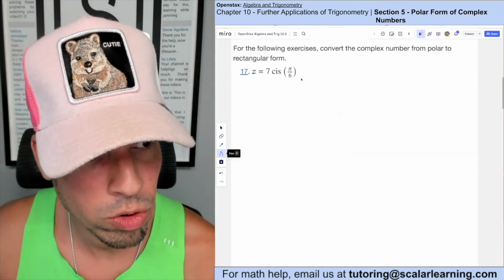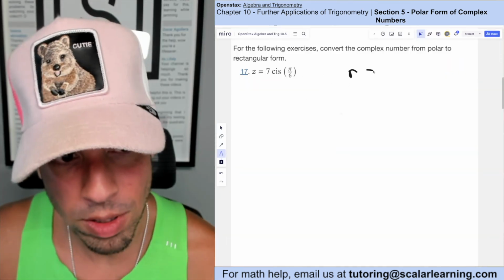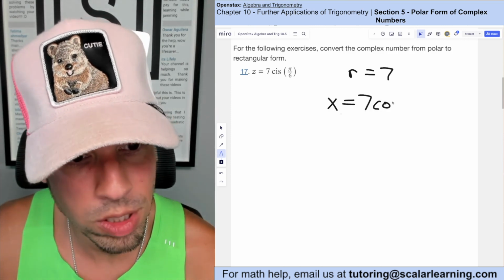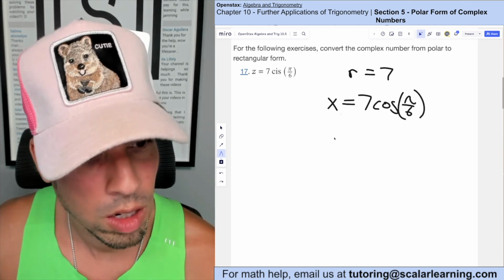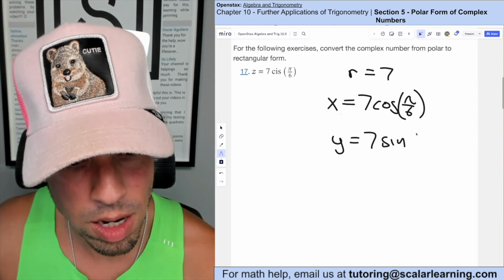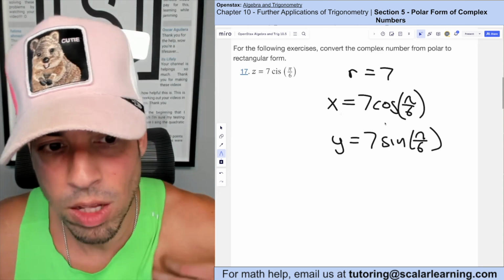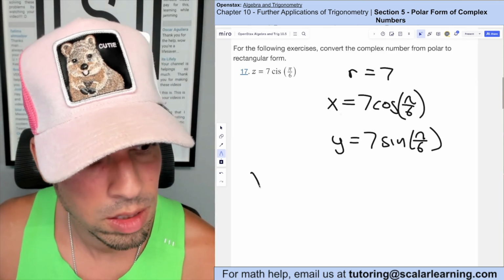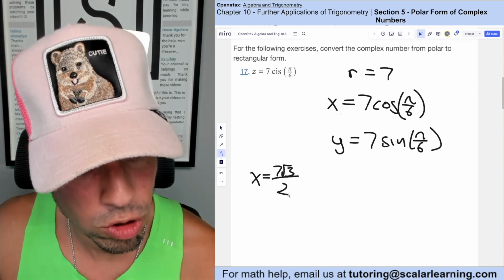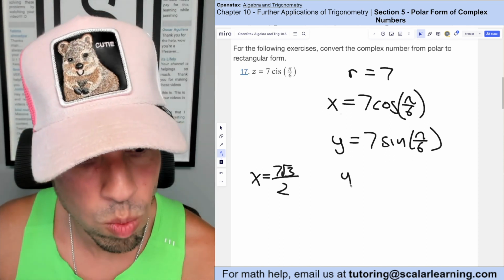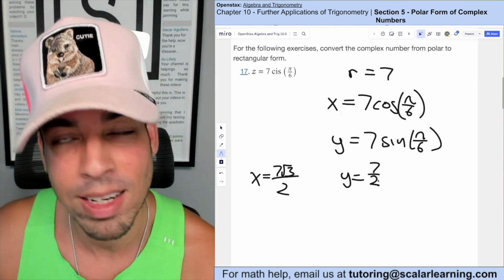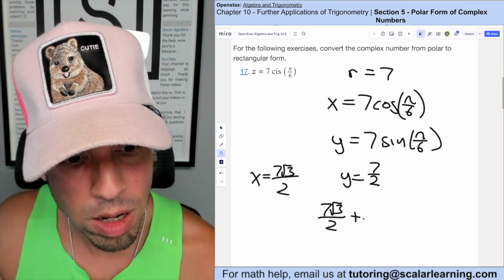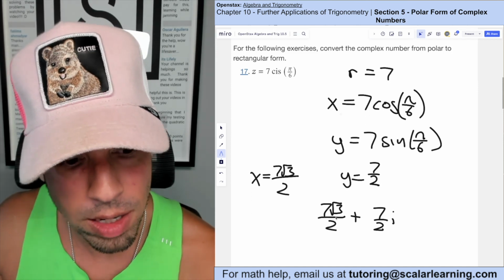So for this one, we're going from polar to rectangular, so let's do that now. Of course, we have an r value of 7, so that would mean our x value is 7 cosine of theta, and we know that theta is pi over 6, and our y value is 7 times sine of pi over 6. Okay, let's evaluate that. Cosine of pi over 6 is rad 3 over 2, so x is 7 rad 3 over 2. Sine of pi over 6 is 1/2, so y is 7 times 1/2, which is 7/2. And now we can finish off the complex form. It's the x value, 7 rad 3 over 2, plus the y value times i. That's how you do it.